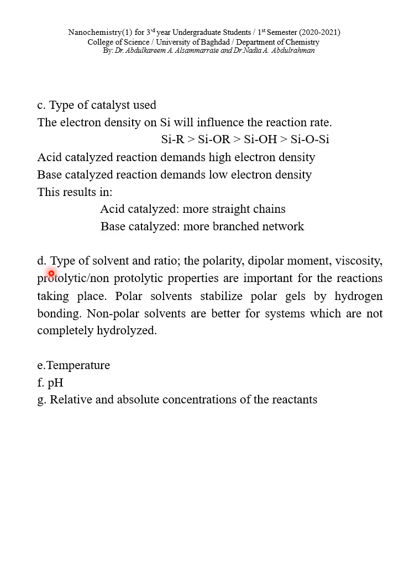Another parameter is the type of solvent and ratio, for example polar or non-polar and so on. The polarity, dipolar moment, viscosity, and protolytic or non-protolytic properties are important for the reactions taking place. Polar solvents stabilize polar gels by hydrogen bonding, so the network is kept stable by hydrogen bonding. Non-polar solvents are better for systems which are not completely hydrolyzed.